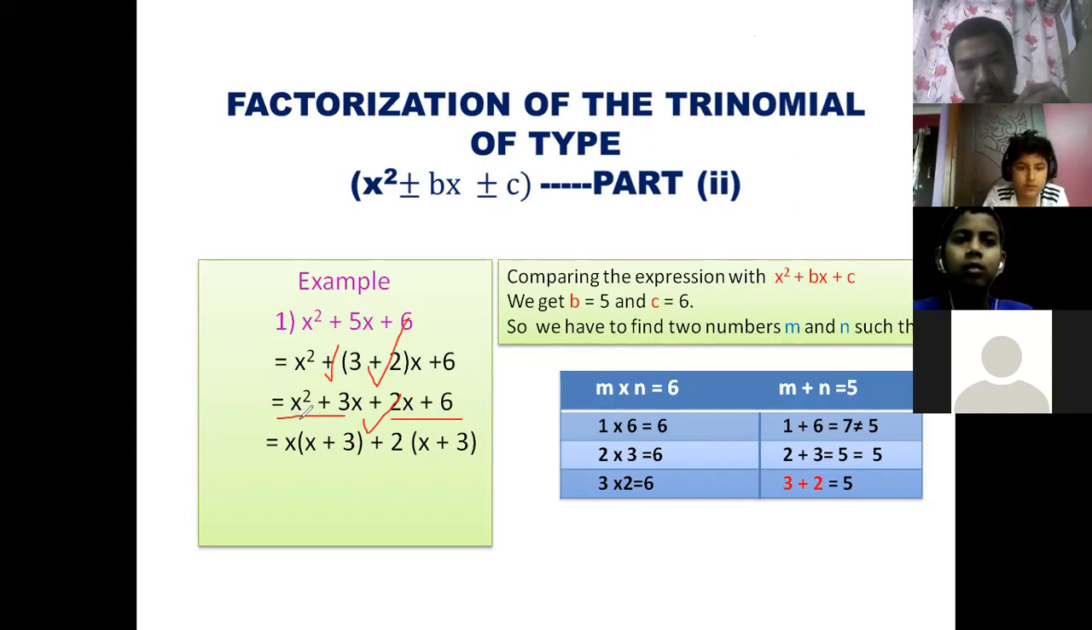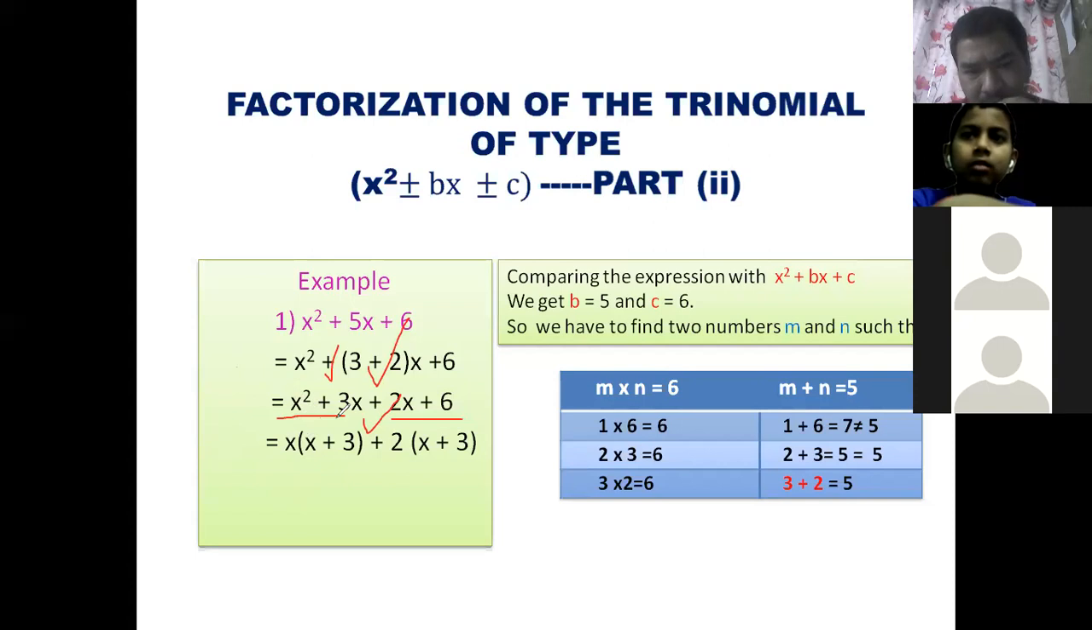And what is common in the first 2 terms? There is no 3 common. X is common. Good. X is common. Then what is remaining in the bracket? X plus 3. And what is common in the last two terms?